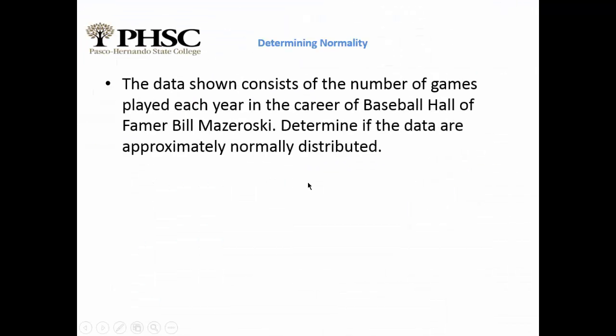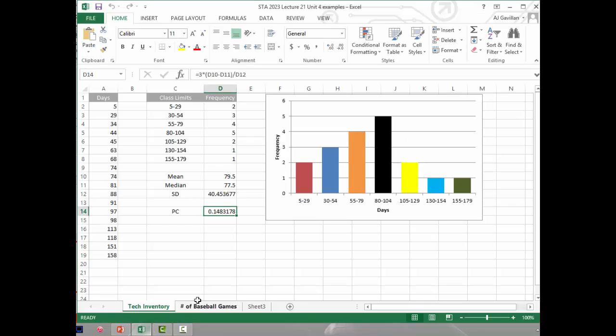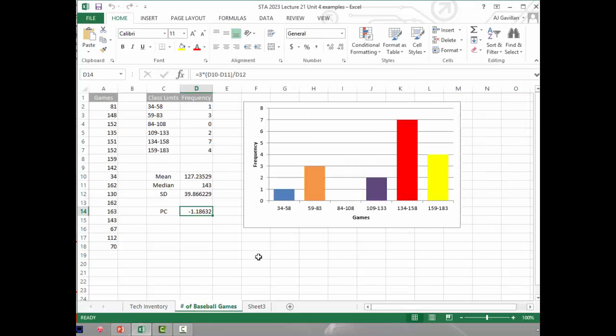Okay, so the next data shown consists of the number of games played each year in the career of Baseball Hall of Famer Bill Mazeroski. And so we're going to determine if the data is in fact approximately normally distributed. Looking at the data here, the first thing I'm going to do is graph this in a histogram. And right off the bat, I can see that this is in fact not even closely normally distributed. But I want to double check it, right?